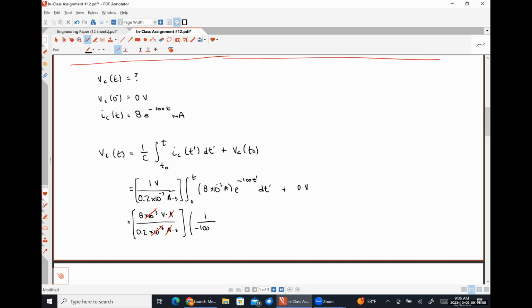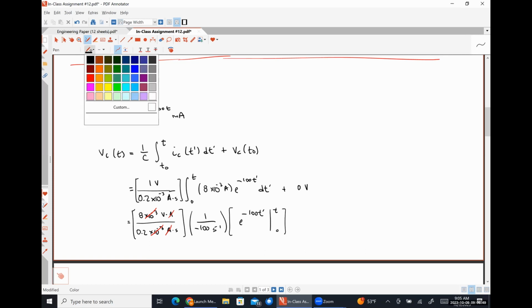Okay, so the argument of an exponential function needs to be unitless, meaning e to the something where that something has to not have units. Well, if time t is measured in seconds, then whatever is being multiplied by time t has to have units of per second in order for that exponential to be acting on a unitless function. So this would be negative 100 per second. And then we would have e to the minus 100 t prime evaluated at t and 0.